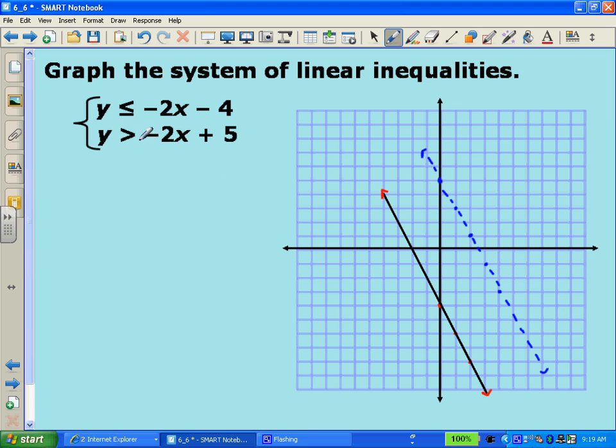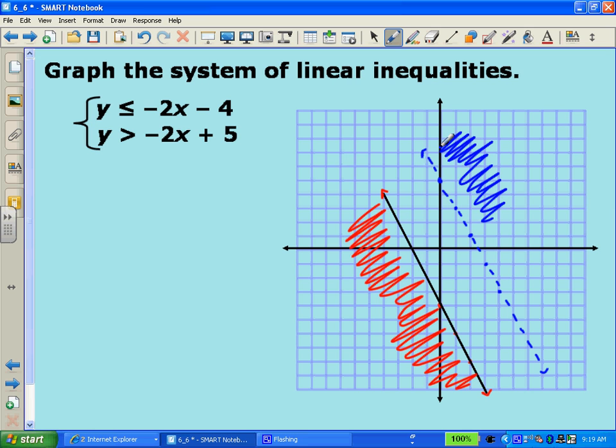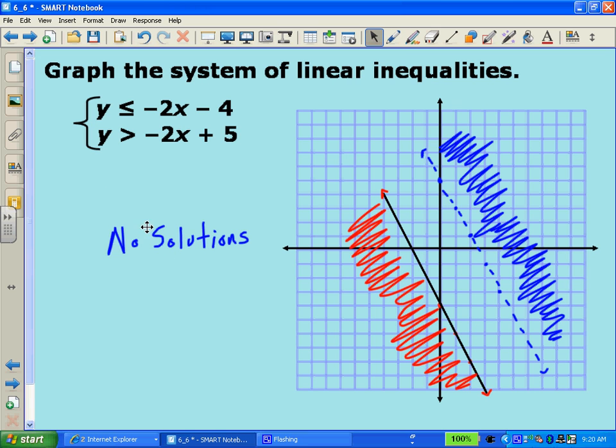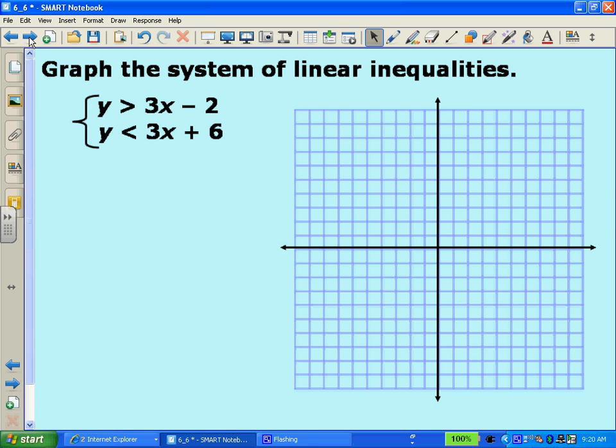Now, if we look at the shading for the first line, it's less than or equal to, so it has to be shaded below. And the second one is greater than, so it has to be shaded above. So you can see in this particular situation, just like with equations, we have no overlapping of the shading, so we would write no solutions. So it can be a possibility. However, it's not the only possibility like it is with equations. So let's look at another one.